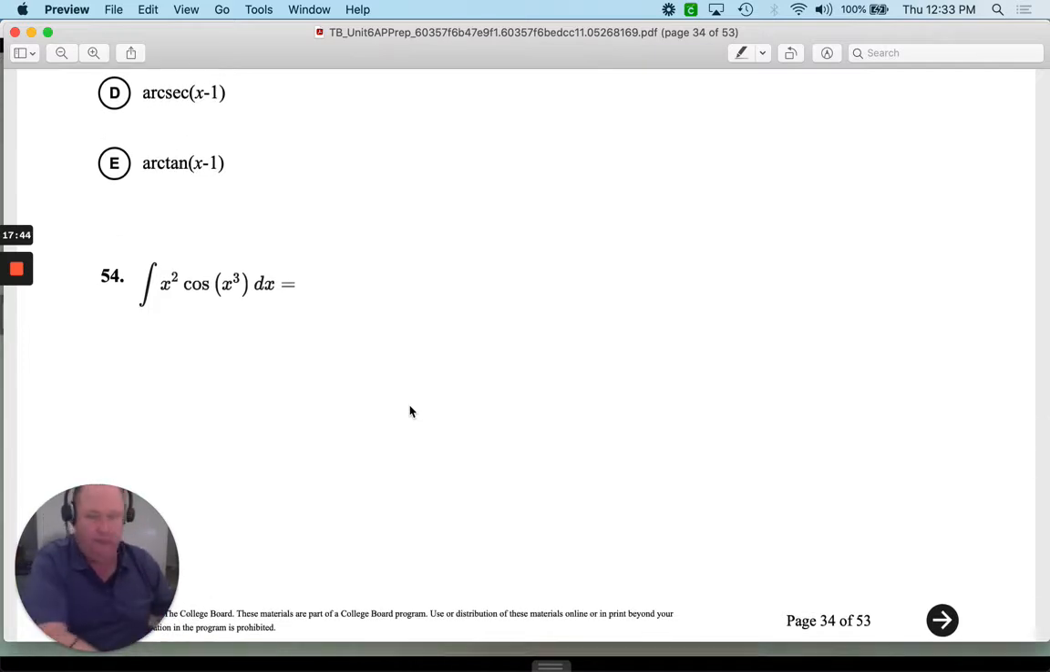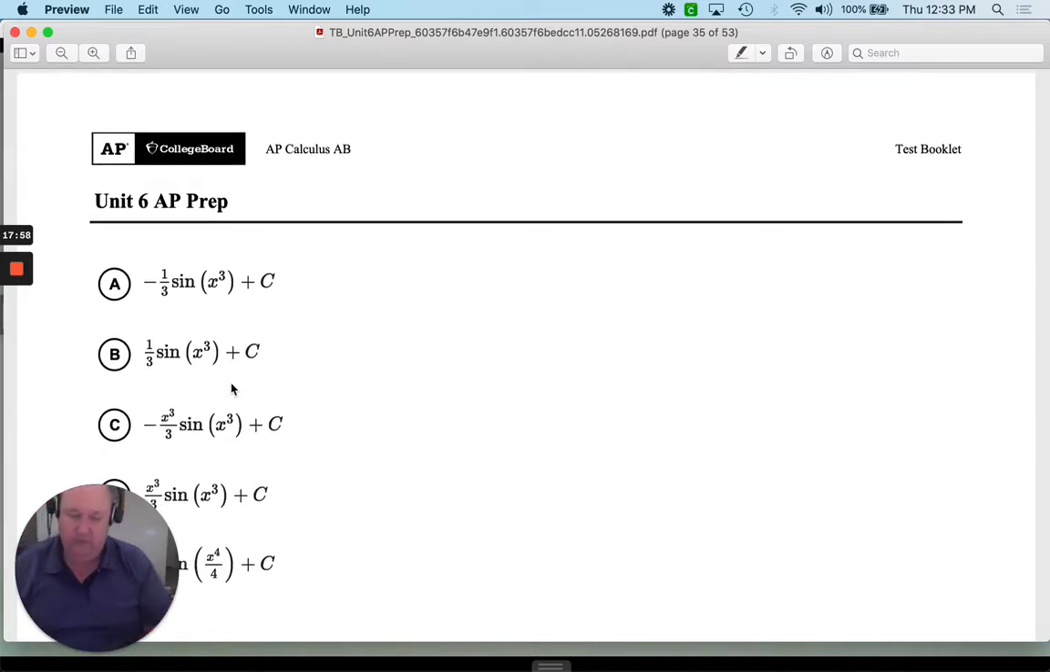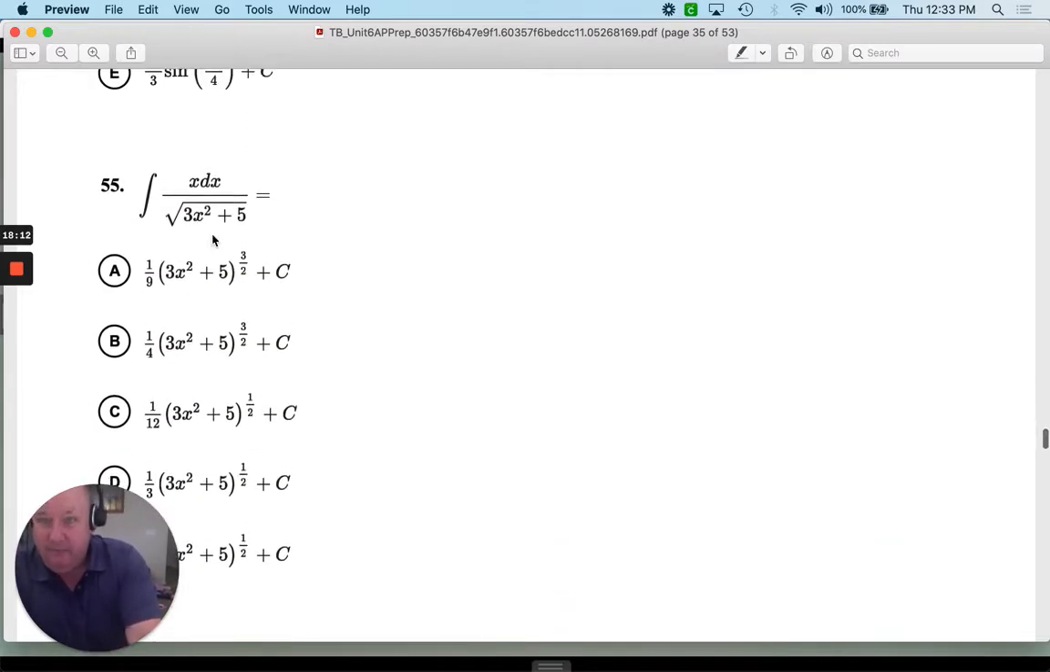So press pause. The first thing I know is the hook should be 3x squared, so it needs a 1/3. So it's just 1/3 and then the antiderivative rule. So it's 1/3 sine x cubed. And that answer is B. That's simple. Number 55. We're going to write it calculus friendly, but I want you to try it. So press pause, try it, and then you can try it with me.